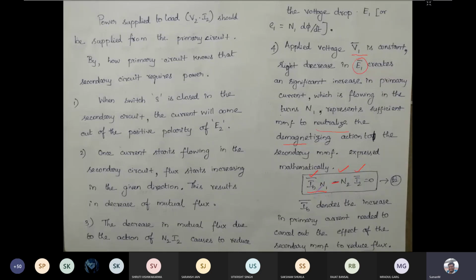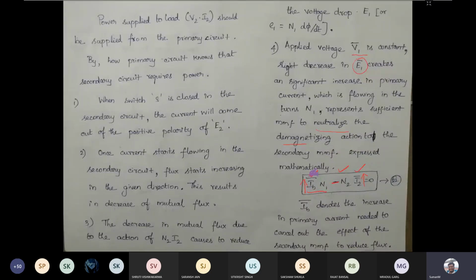Okay, so this is what it is saying. This is going to increase if this is also going to increase. If this is going to decrease, then this is also going to decrease. So this IB represents that when there is some increase in secondary current, it is going to increase the primary current, that is the balancing current.